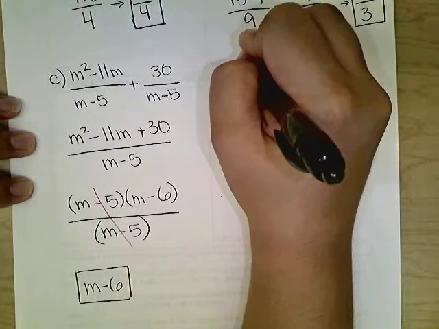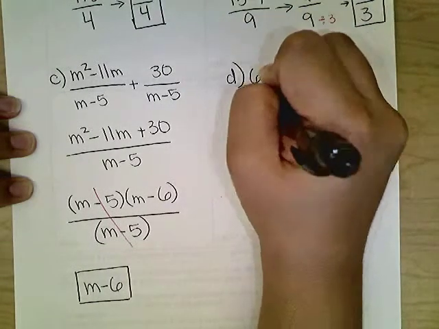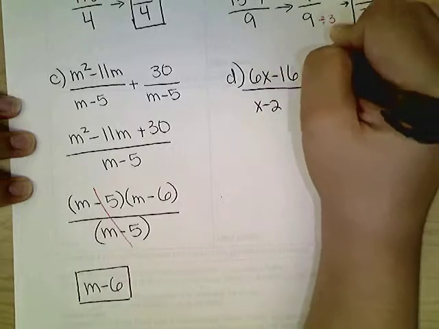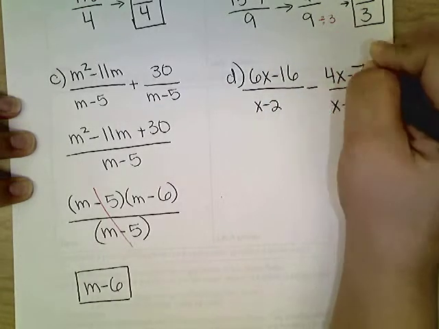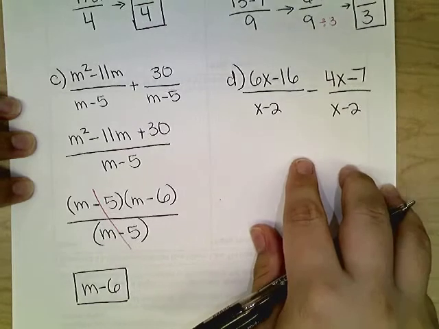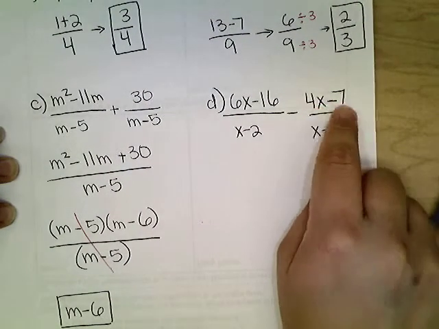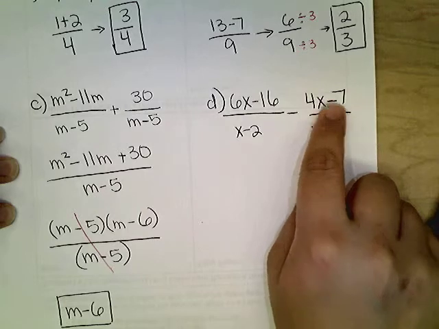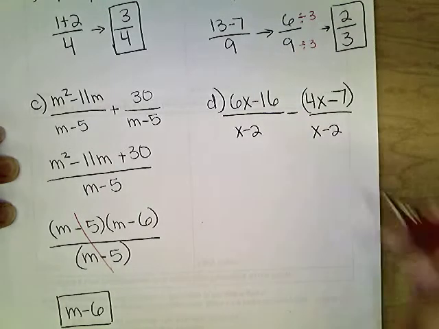Now let's try subtracting. 6x minus 16 over x minus 2 minus 4x minus 7 over x minus 2. Now when we're subtracting, because we're subtracting an entire polynomial, this entire expression, not just the first piece, we actually need to distribute the negative in.